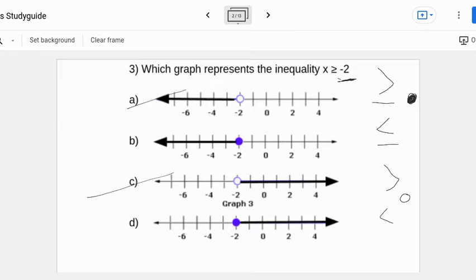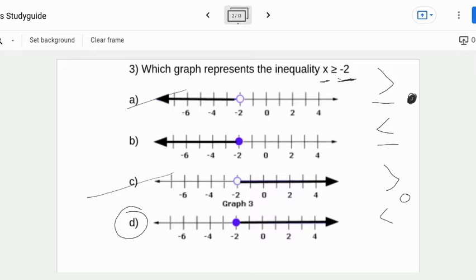Now I look at this and I say, oh, I want numbers, right? X stands for numbers greater than or equal to -2. So it needs to go to the right. Or, again, I can think if it eats the variable, it goes to the right. Well, that tells me right there, then it has to be D.